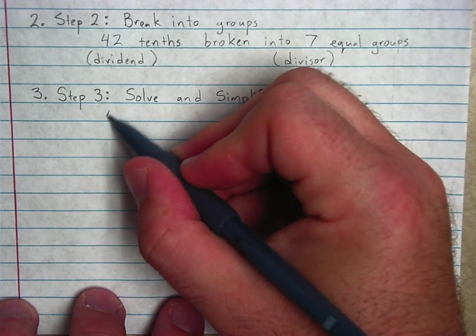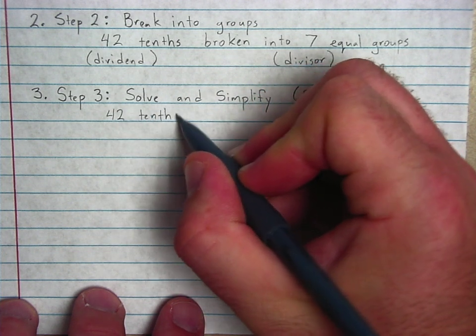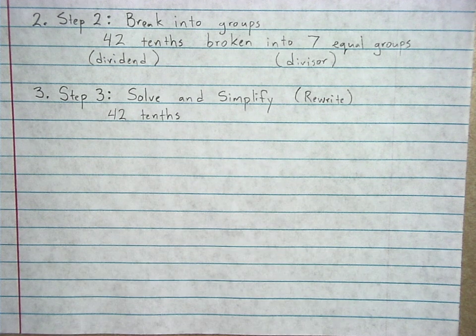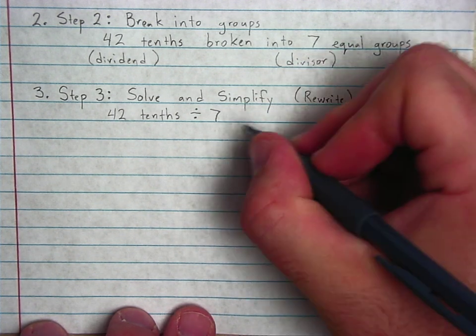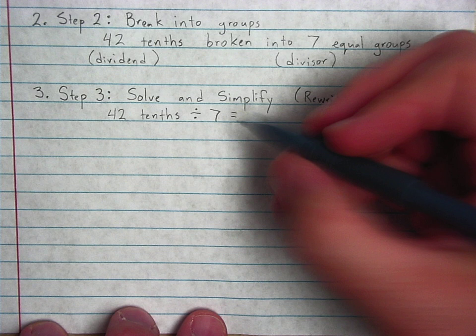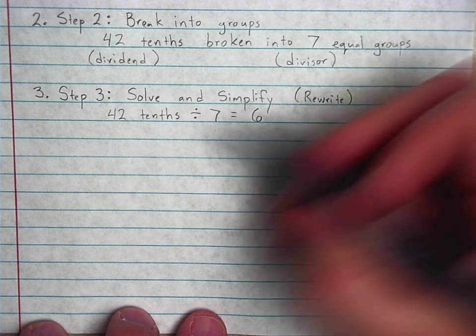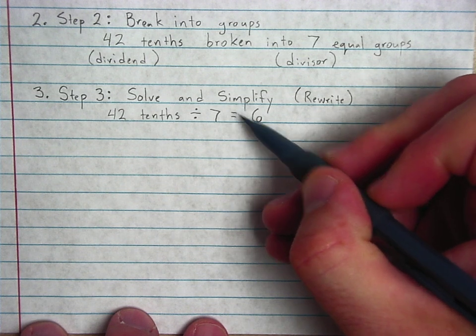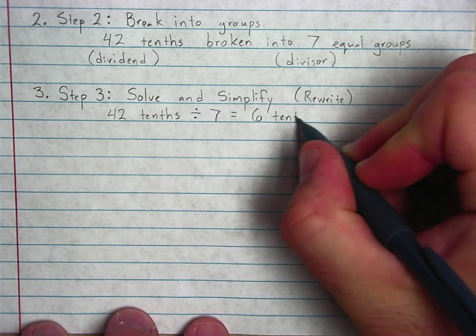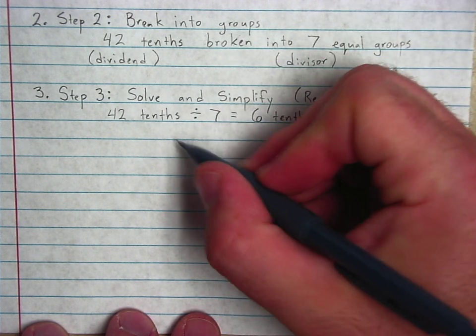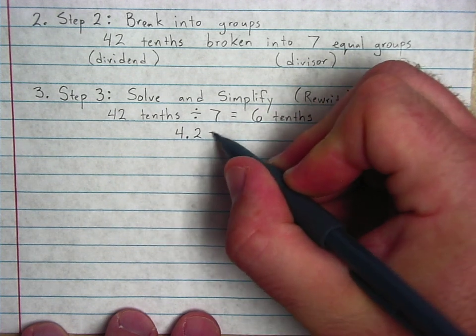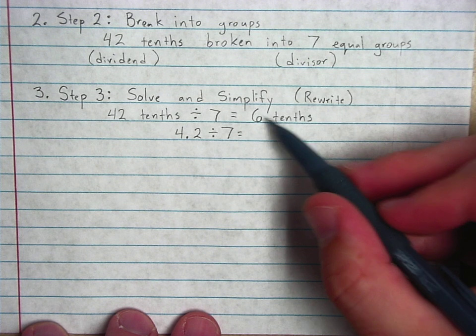Okay. We take our 42 tenths and I write it with the units because 42 tenths, that's the same as having 42 marbles, 42 tacos, 42 highlighters, 42 whatever. If I break it into 7 groups, then I'm left with 42 divided by 7. Hopefully most of you know that's 6. Label the units. 6 tenths. The reason we do that is because now we can go back to the original problem. 4 and 2 tenths divided by 7 is equal to 6 tenths.